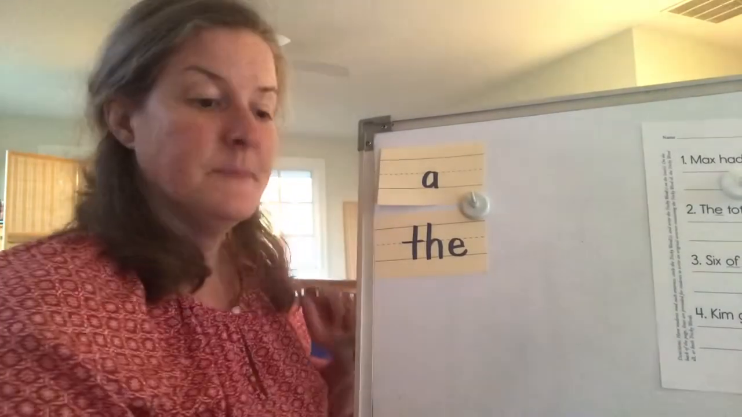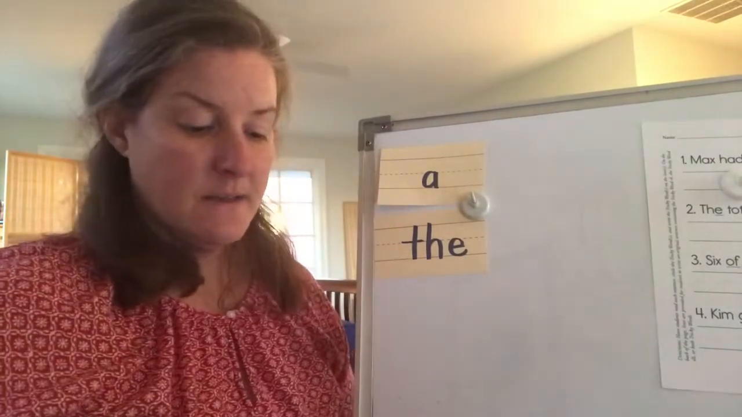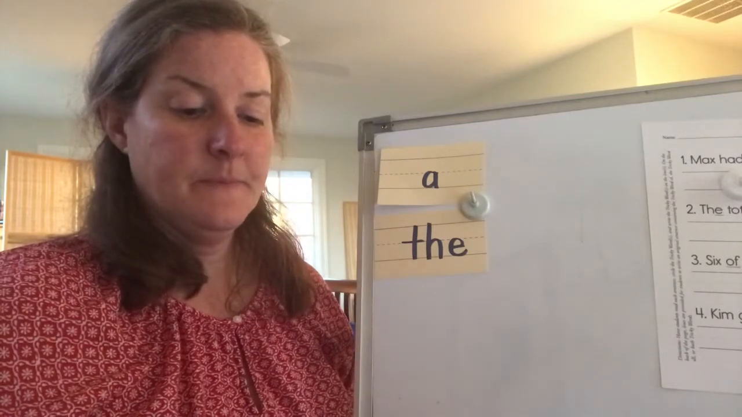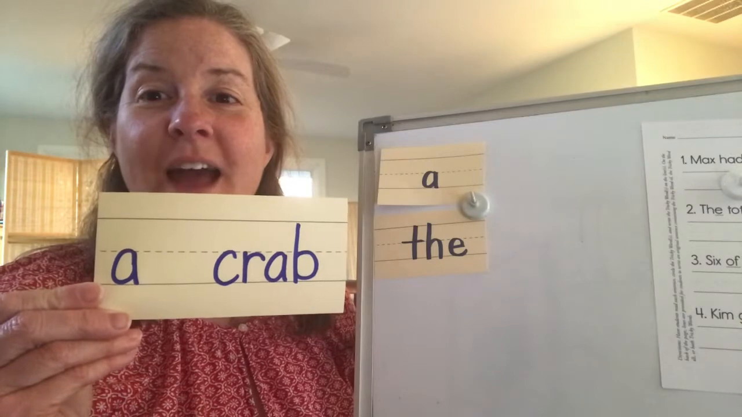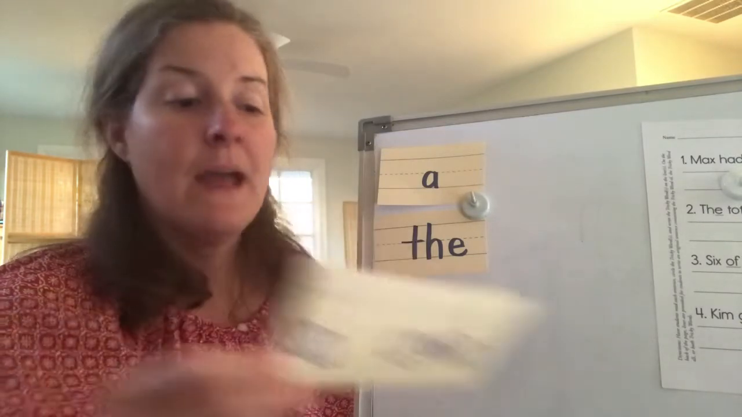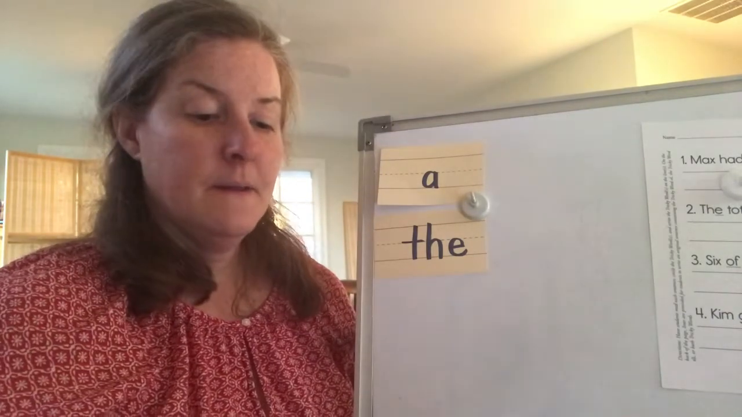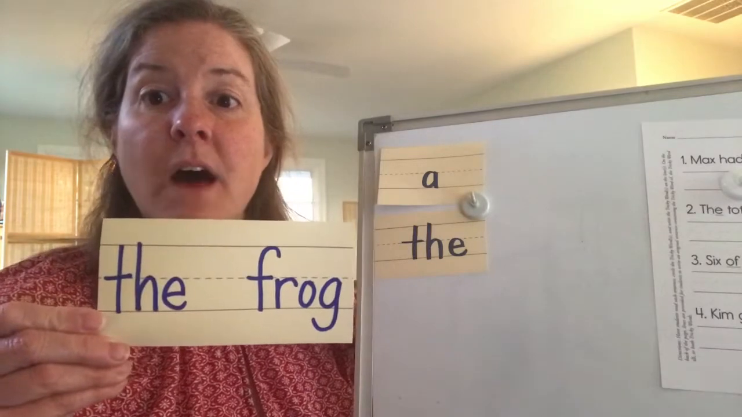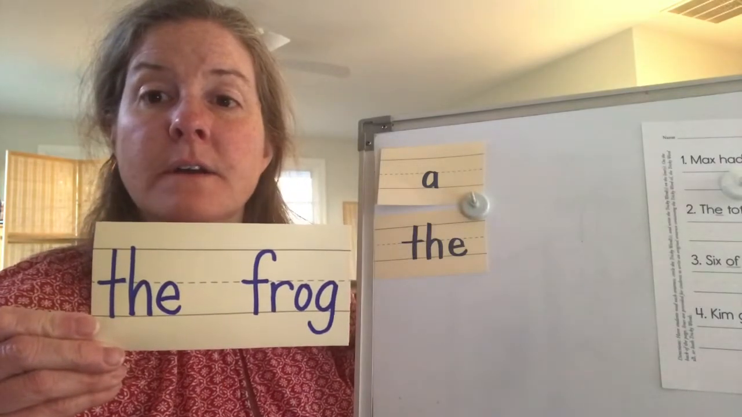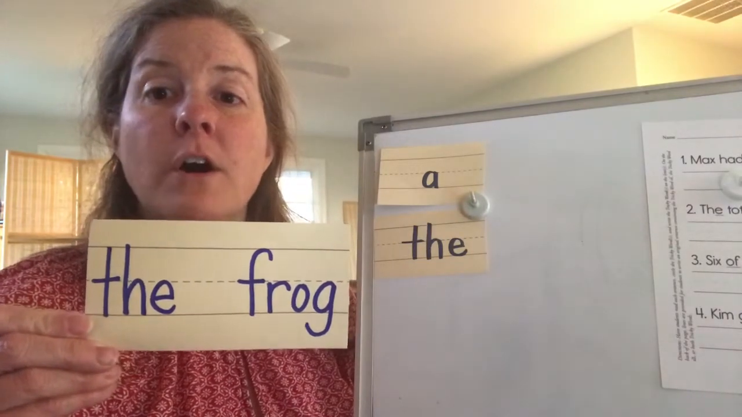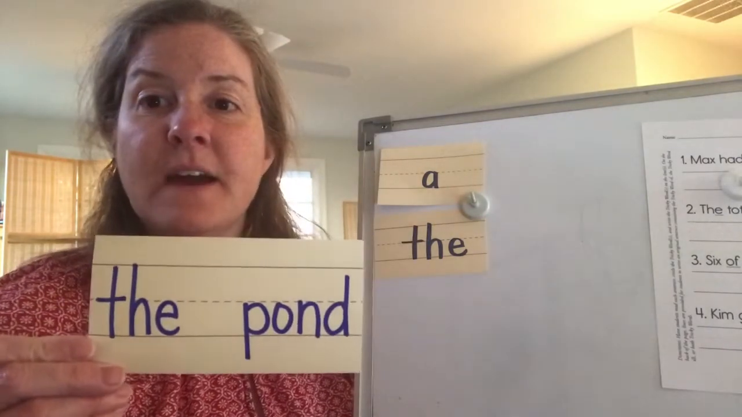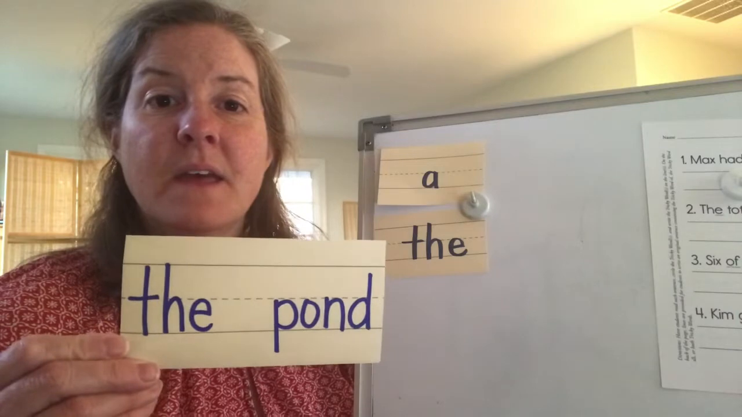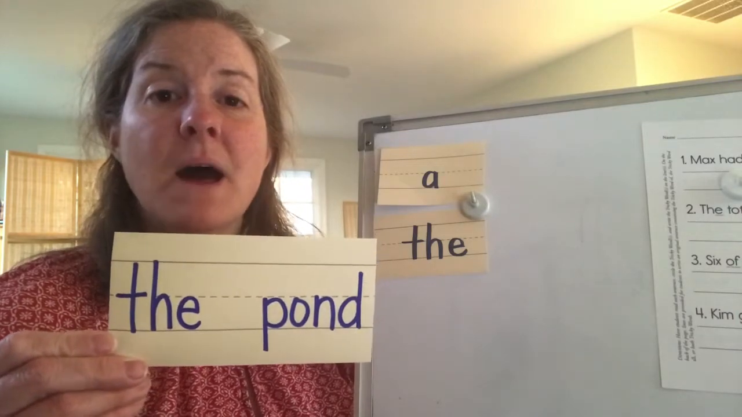Let's read some phrases with "a" and "the." Here we go. This first one. A crab. A crab. The frog. The frog. What does this one say? You try that one. The pond.